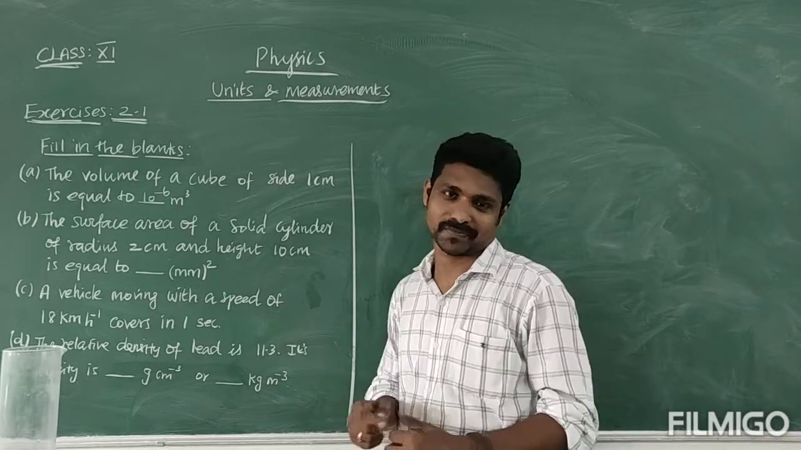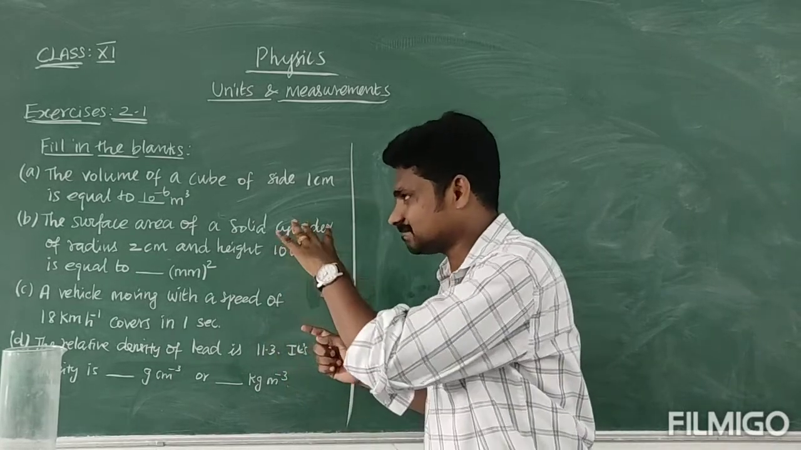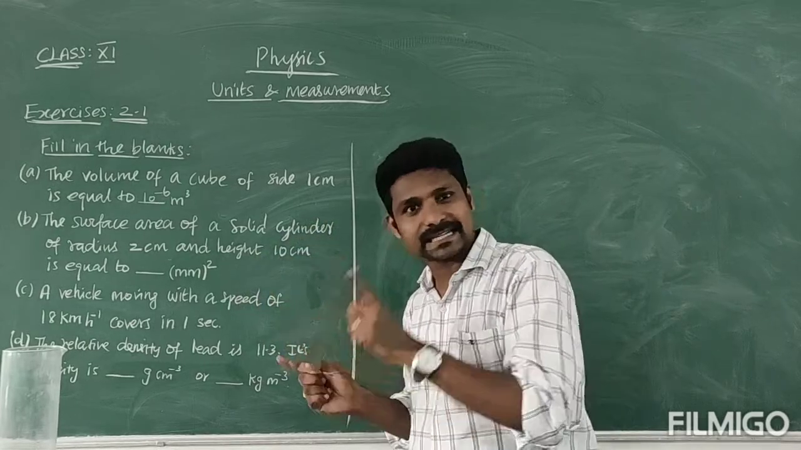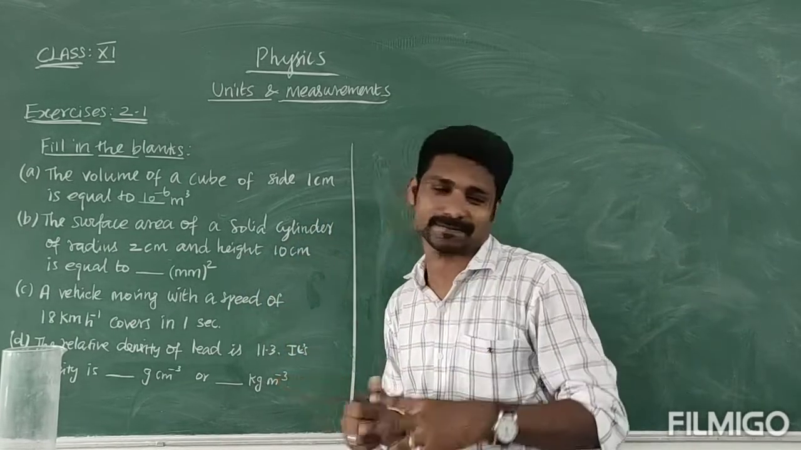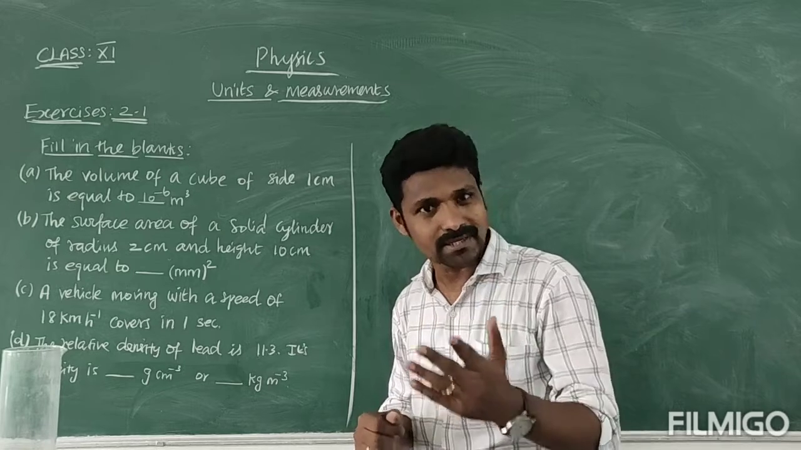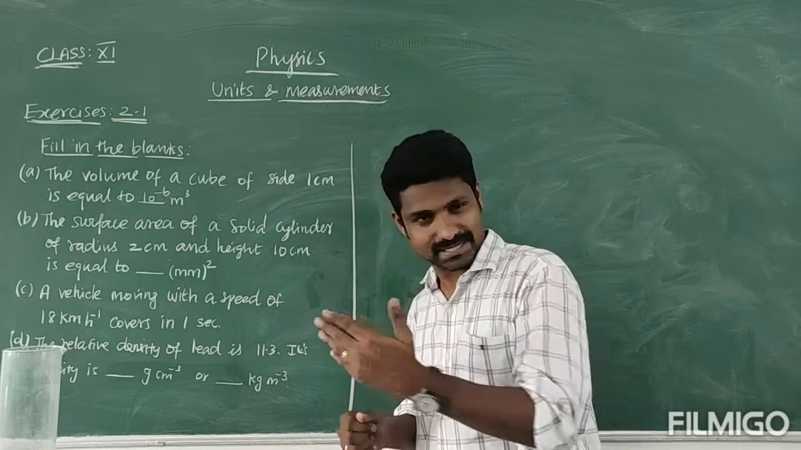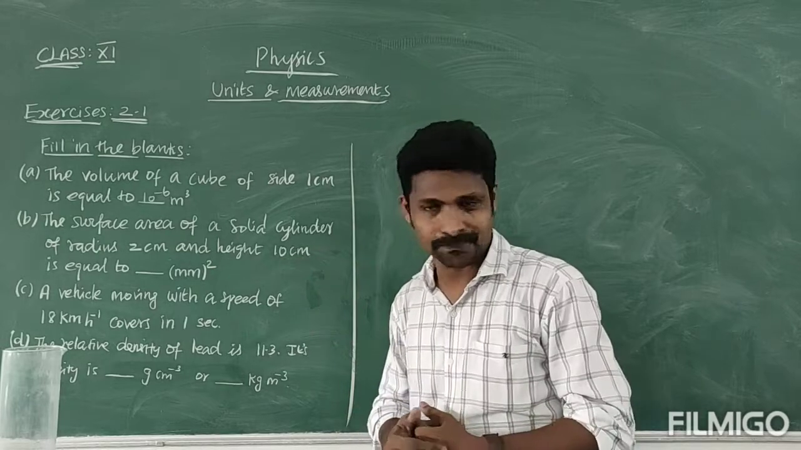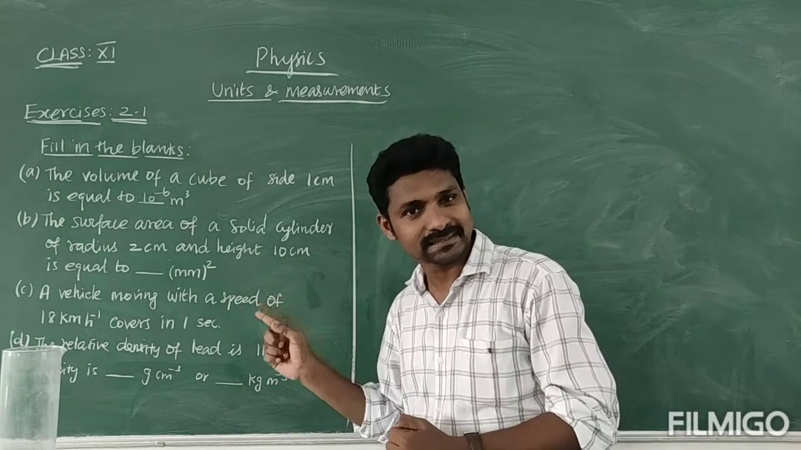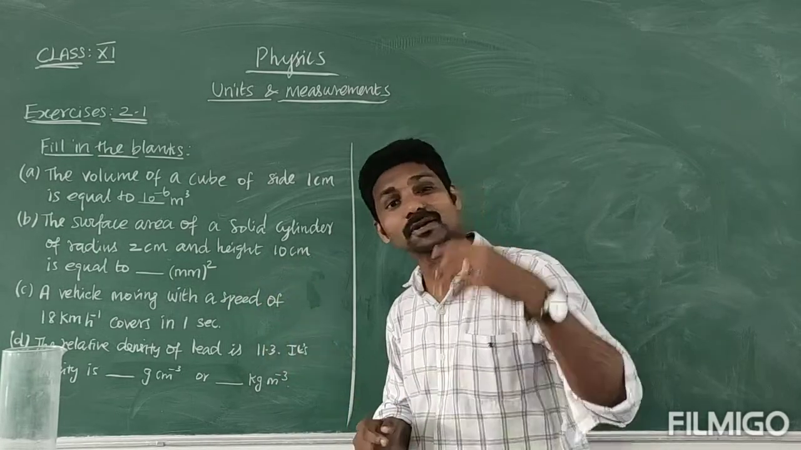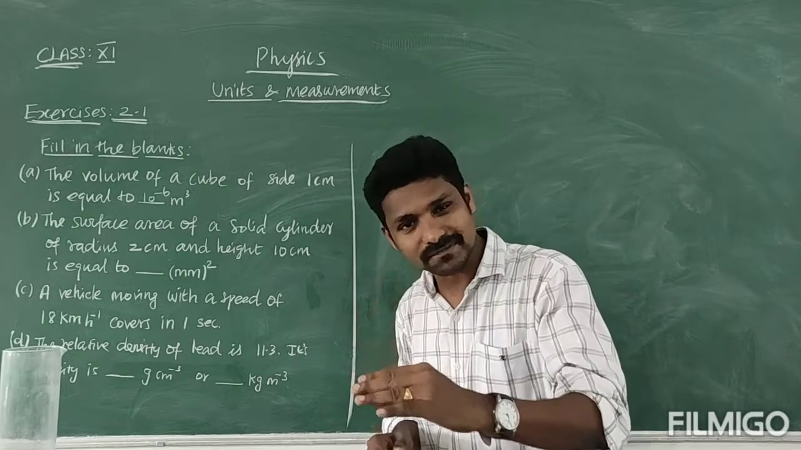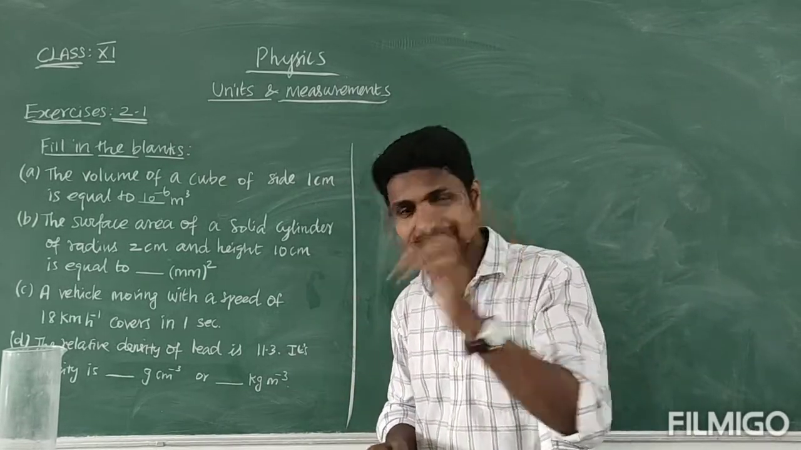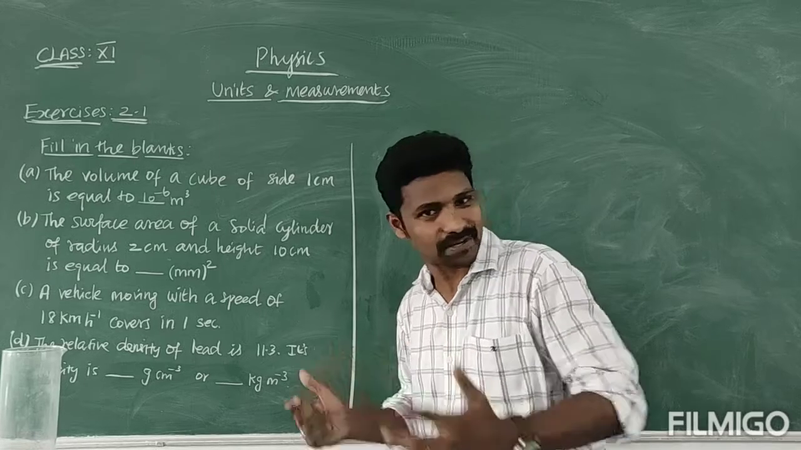dash millimeter square. Actually here the surface area of solid cylinder is asked, but the radius and height values are given in centimeter. So usually if you convert, the centimeter squared only will come. But the answer they are asking in millimeter squared. So whether you know or not, conversion from centimeter squared to millimeter squared is the main thing here. Okay. So shall we find out now?